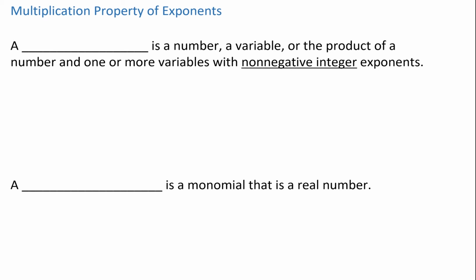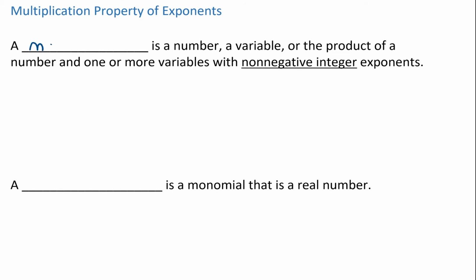Hello, we're going to take a look at some multiplication property of exponents here. And before we dive into it, we want to define a couple of vocab terms to be sure we know what we're talking about here. So, a monomial is a number, a variable, or the product of a number and one or more variables.